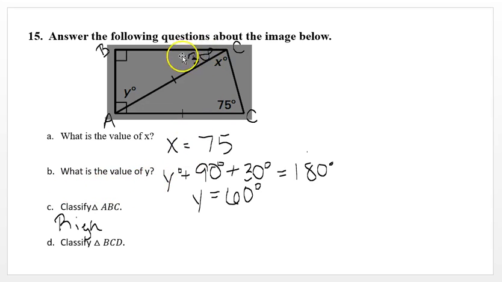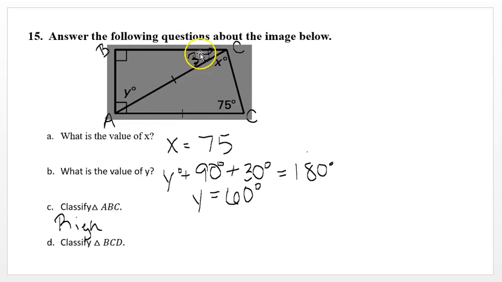I went ahead and added in that we need this angle measurement right here, that is equal to 30 degrees, just because we haven't gotten into the part of the book where we know the measurement of all the angles inside of a quadrilateral is equal to 360 degrees. But let's keep on going.